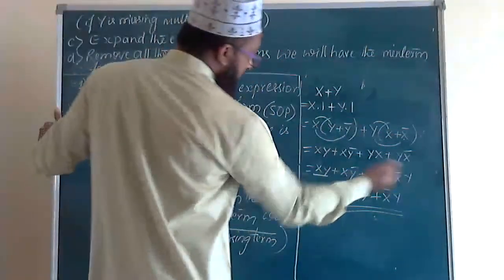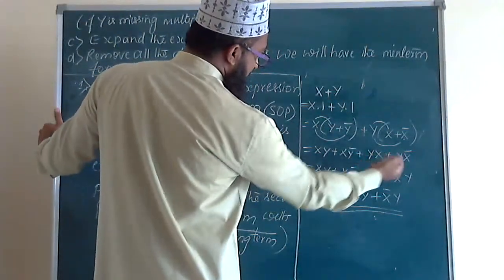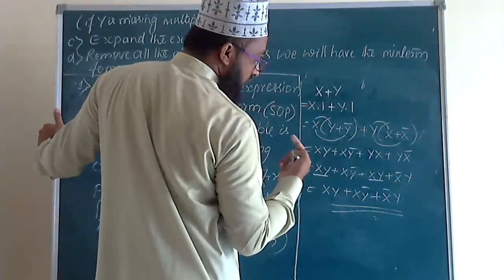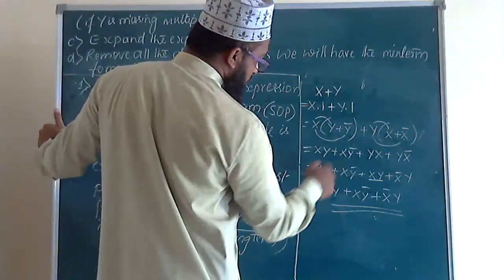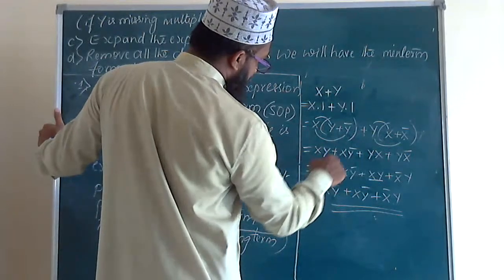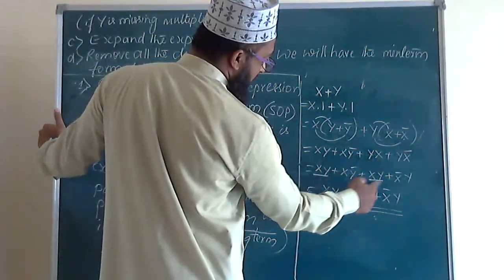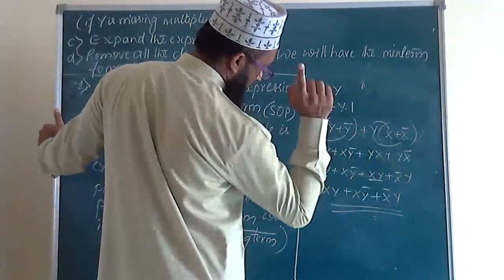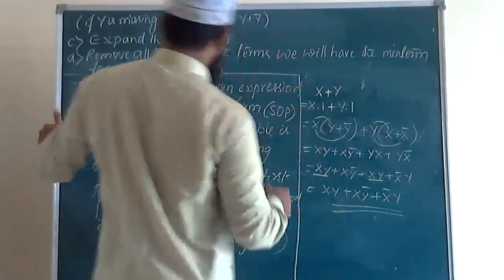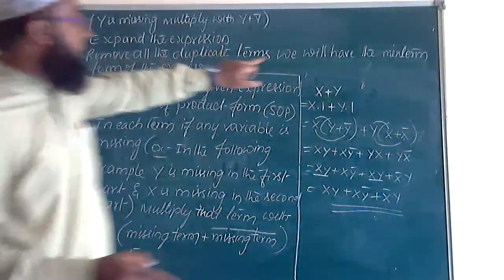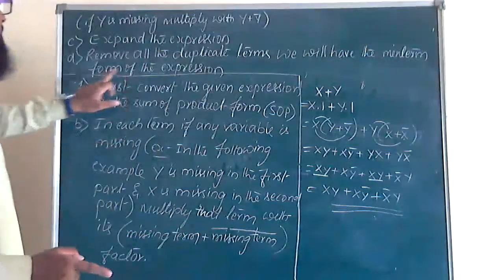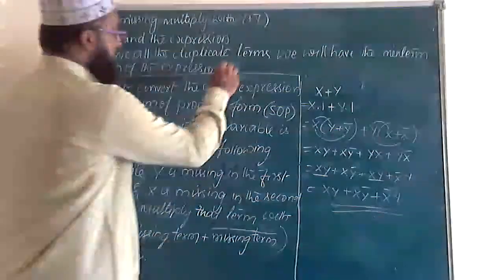After that, just interchange. Here y x bar is there. It doesn't look good, so for that, write x y bar as it is, then interchange these two things: x bar y. After that, what we have to do? Remove all the duplicate terms. We will have the min term form of the expression.